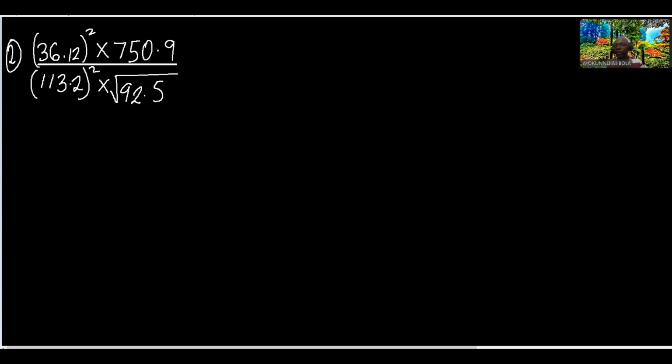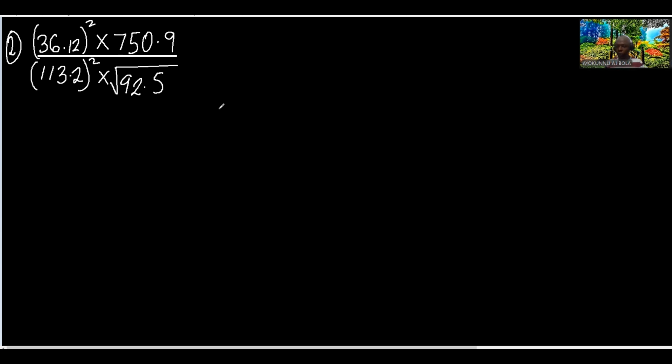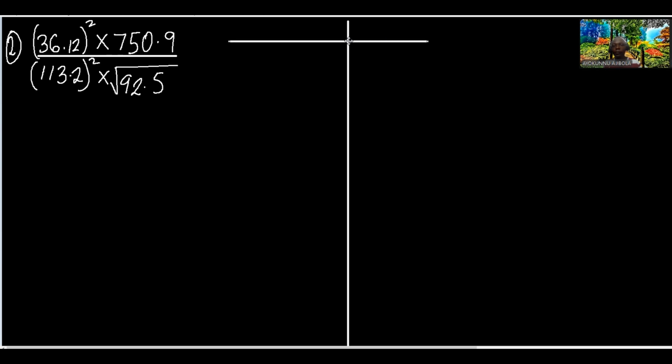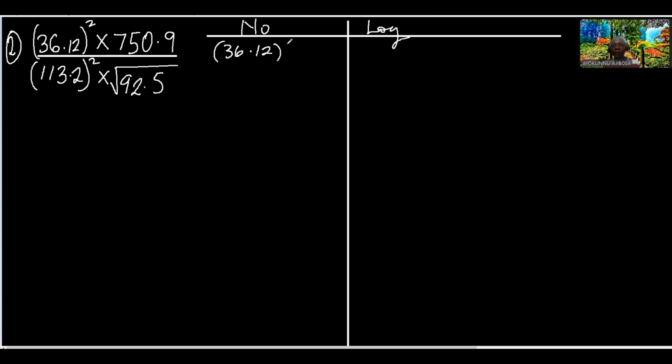For this second one, we're going to rule the table also. So let me quickly rule that number and log table. The first number I'll be dealing with is 36.12. Then I need to square it. That means I am working with something to be multiplied by 2 here. But the characteristic is going to be 1 because the point is moving once to the left. So 1 point, whatever it is.